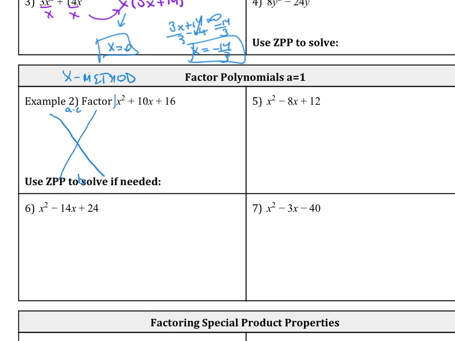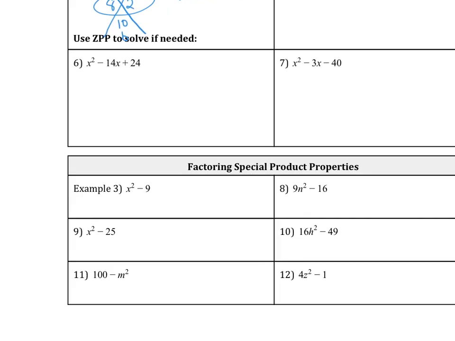Now in this case, a is 1, and so 1 times 16 is just 16. So, just taking a look at that. And then the bottom number is a positive 10. So you look at what multiplies to 16 that adds to 10, and that is 8 times 2. So these are the factors, and because a is 1, it's just x plus 8 times x plus 2. Then you can finish up the rest of those as well.